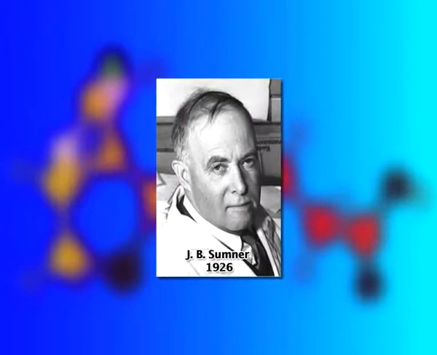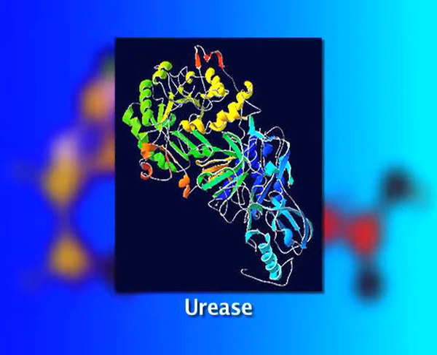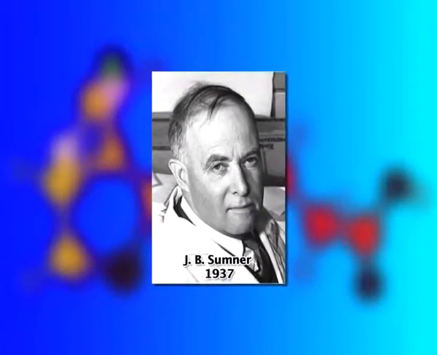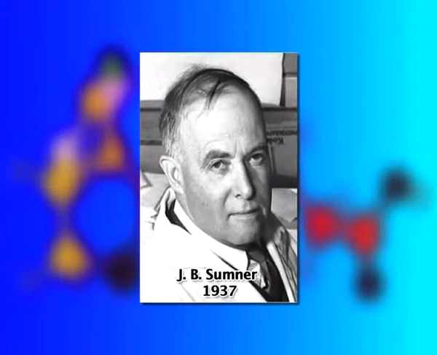In 1926, James Batchelor Sumner demonstrated that urease could be isolated and crystallized. He showed by chemical tests that it was a protein. This was the first experimental proof that an enzyme is a protein. In 1937, he succeeded in isolating and crystallizing a second enzyme, catalase, and devised a general crystallization method for enzymes, and also showed that all enzymes are proteins.